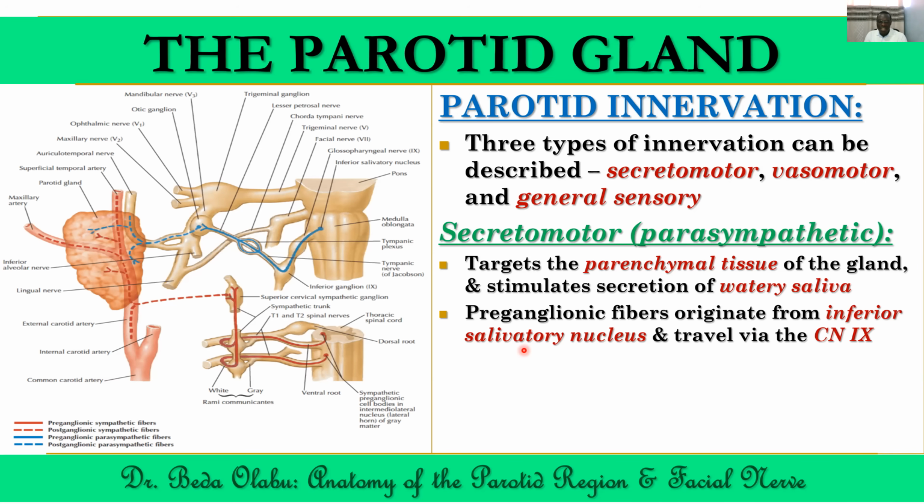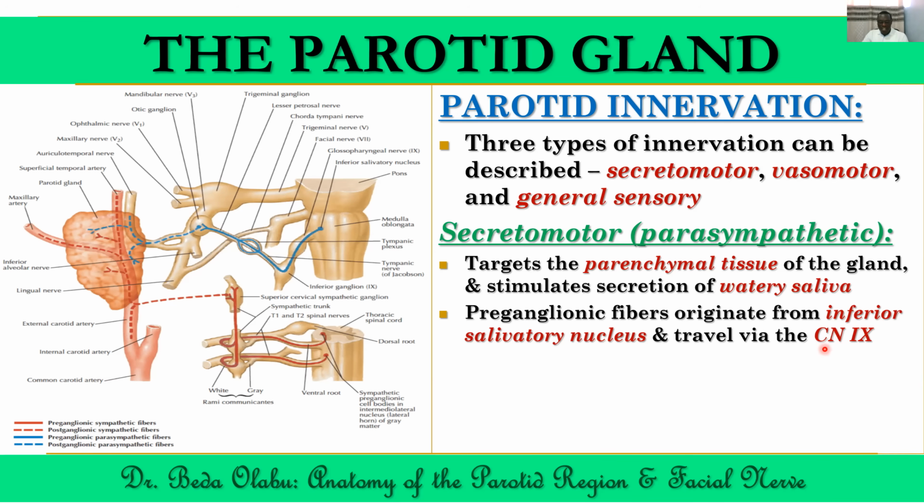This nucleus is a general visceral efferent nucleus. When you talk of general visceral efferent, GVE, it simply means autonomic output. So the inferior salivatory nucleus gives you fibers. The axons from there are the ones which travel within the cranial nerve number 9, which we call the glossopharyngeal nerve. The preganglionic fibers join the glossopharyngeal nerve.